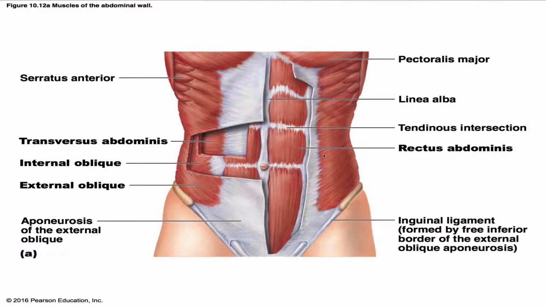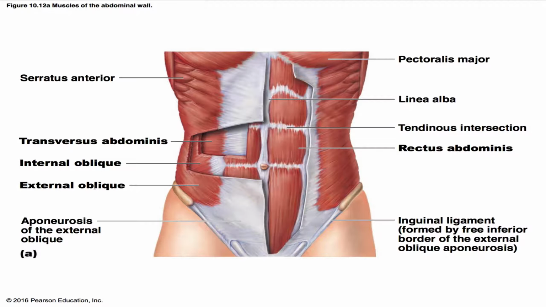symphysis. It's innervated by the intercostal nerves, and its actions include flexion and rotation of the lumbar region of your vertebral column. It fixes and depresses your ribs and stabilizes your pelvis during walking. It also increases intra-abdominal pressure that we use when we're doing sit-ups and curls.